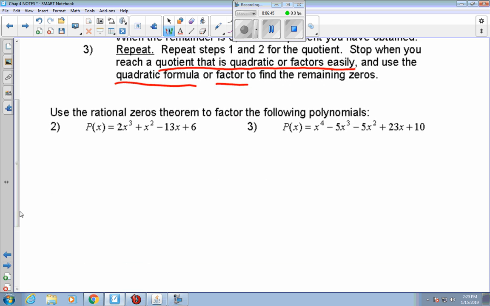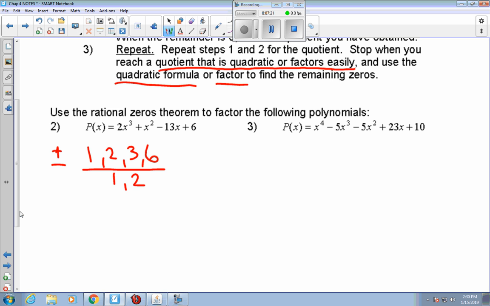All right, so use the rational zero theorem to factor the following polynomials. First thing you have to do is list them. So it's plus or minus the factors of your C term. What are the factors of the C term? 1, 2, 3, 6. You list all the factors. And then you list all the factors of the A term, which are 1 and 2.